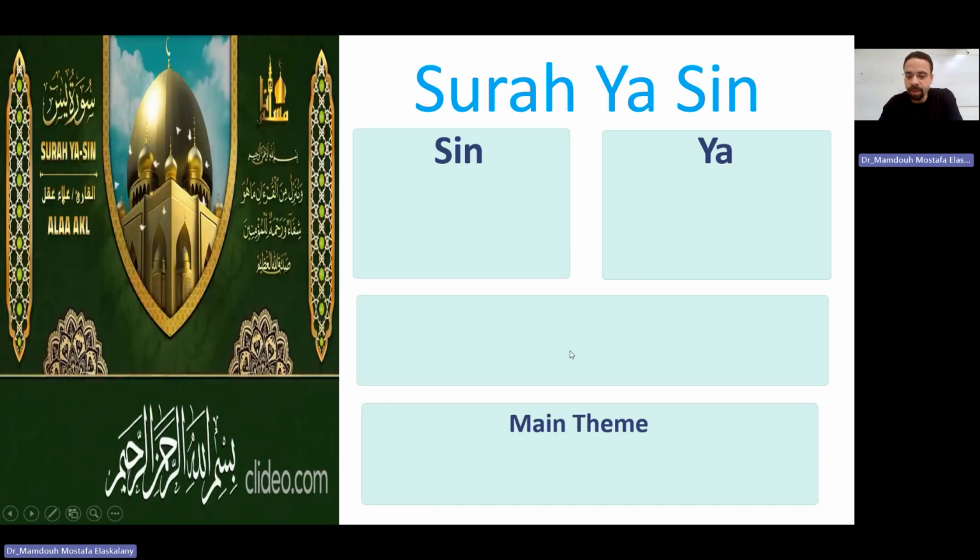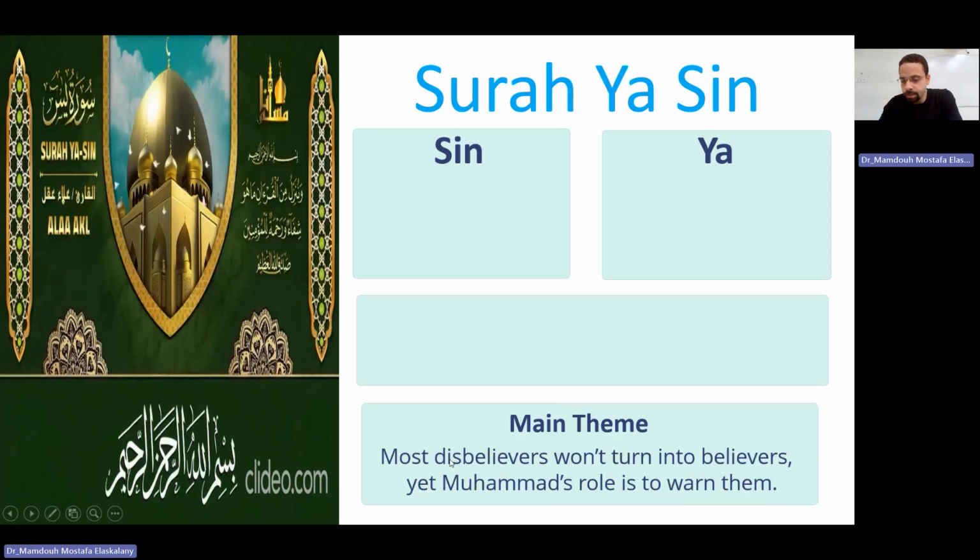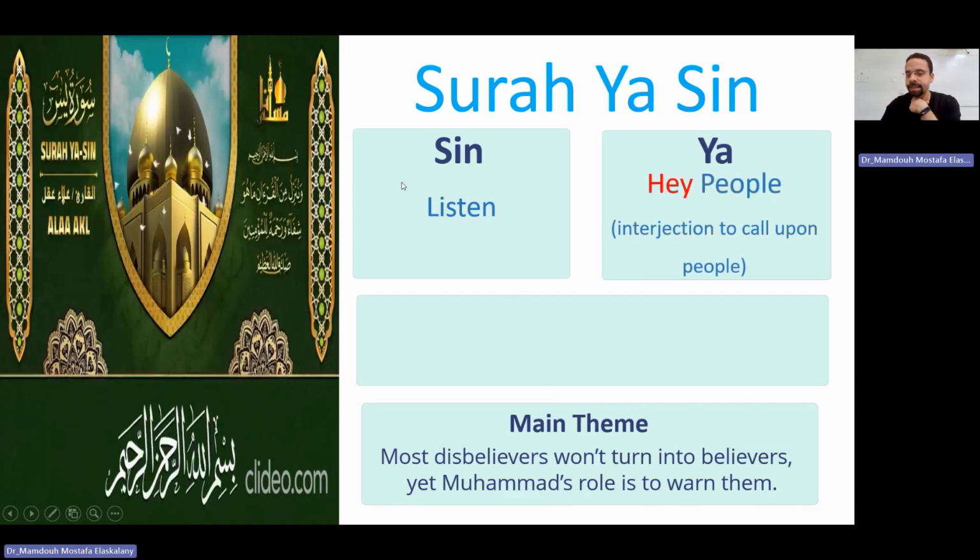the main theme is that most disbelievers won't turn into believers. God is saying that the disbelievers won't be believers. Yet, Muhammad, you have a role to do. You should warn them. Whether they will be believers or not, you need to warn them. This is the main theme in the surah. And we said that Sin is related to listening.